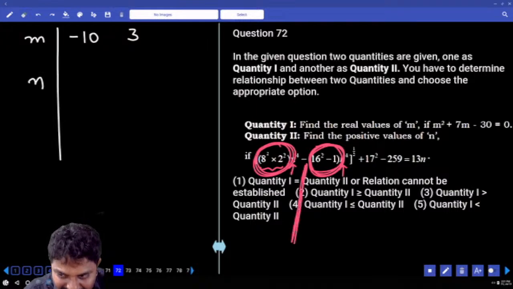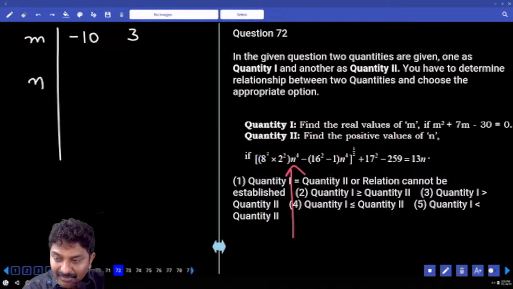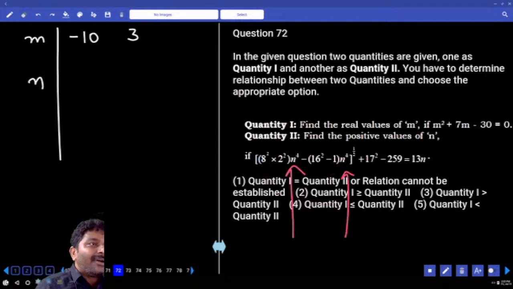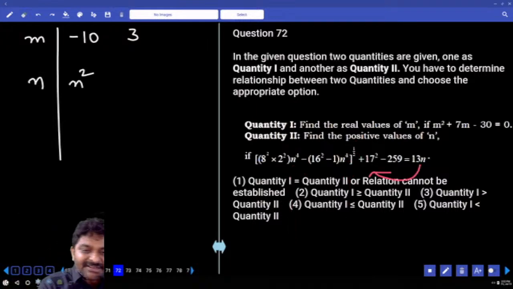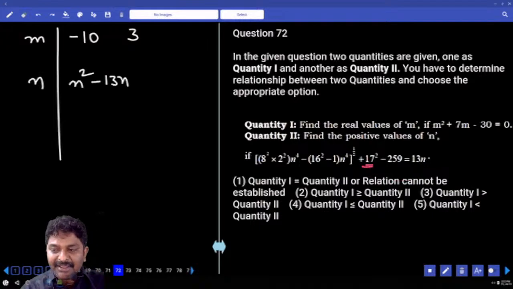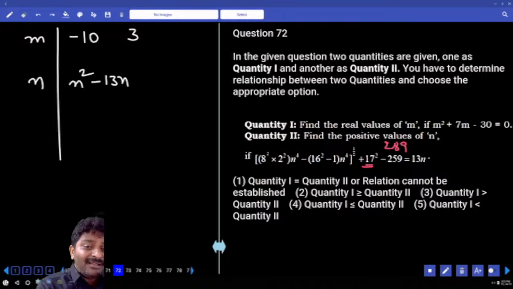In the middle, what is there? What is the difference between 16 square and 16 square minus 1? 1 into, what is taken common? n power 4. So how much are you getting? n power 4 to the power of which is n square. You got the point? Right hand side 13n will come to the left hand side. Minus 13n. 17 square. 289 minus 259. Plus 30 is equal to 0.